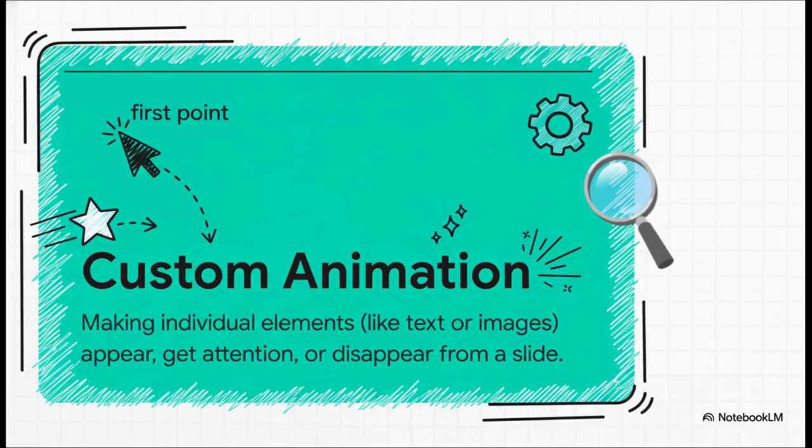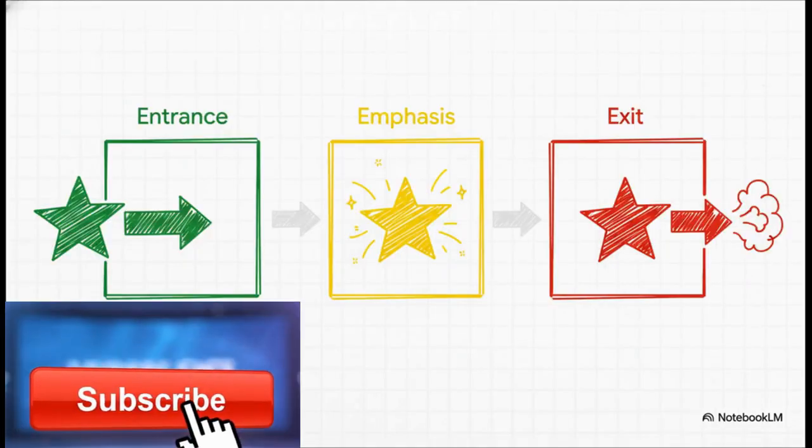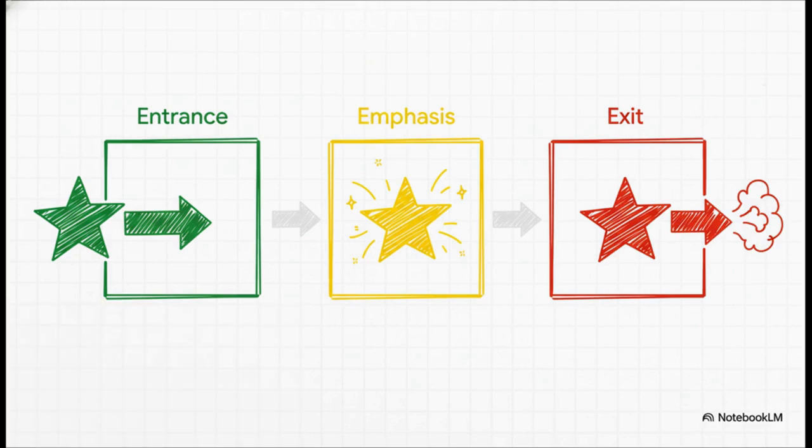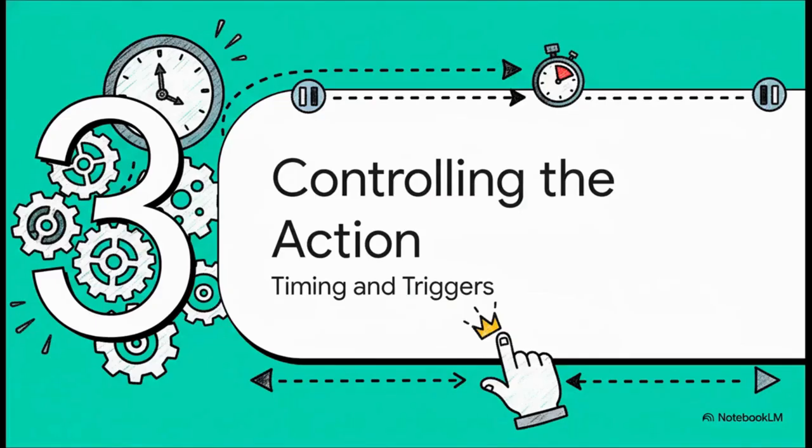All you have to do is select your object, go to the animation panel in the sidebar, and add an effect. And LibreOffice has made this very easy for us by organizing animations into 3 color-coded types. Green is for entrance. That is how an object appears on the slide. Yellow is for emphasis, making an object do something to grab attention, like spinning or pulsing. And red is for exit, how an object leaves the slide. Simple, no?